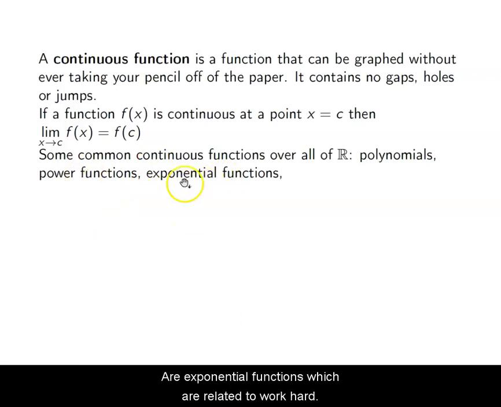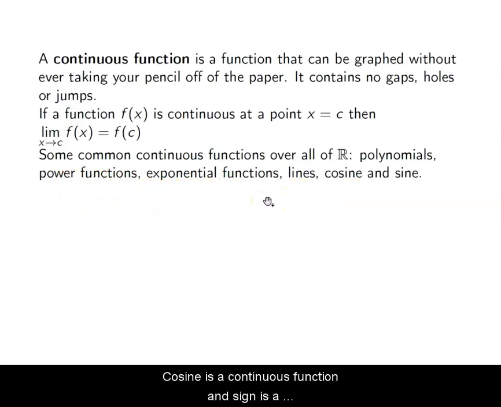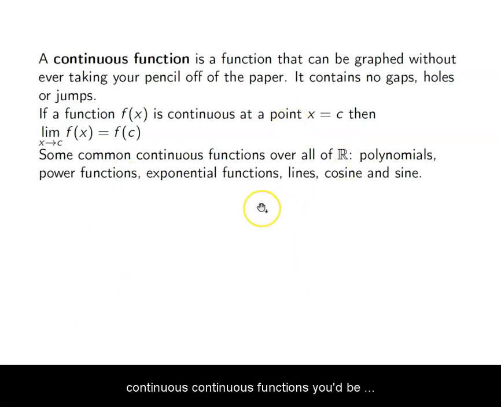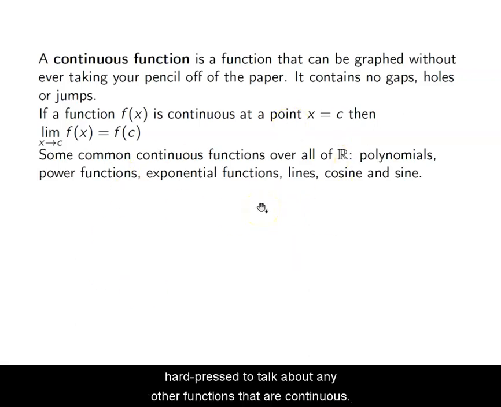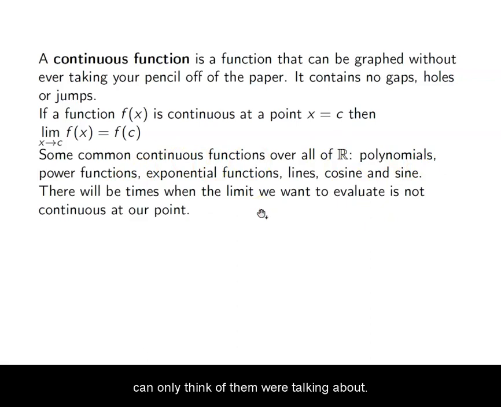Also exponential functions, which are related to our power functions, right? So things like e to the x are power functions. Lines are continuous. Cosine is a continuous function, and sine is a continuous function. These are the general continuous functions. You'd be hard pressed to talk about any other functions that are continuous. Natural log tends to be continuous, although it doesn't cover all of the reals, so that's why it's not included here. Tangent is not continuous. Things like that, right? So these are the ones that we generally think of when we're talking about continuous functions.